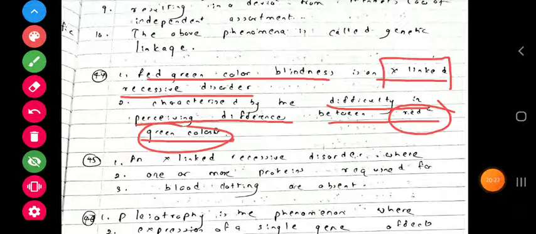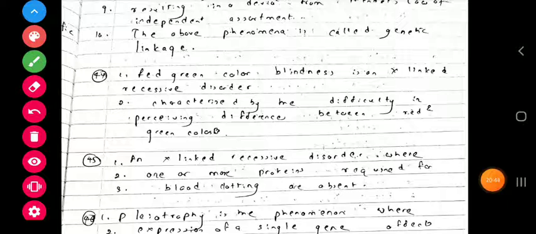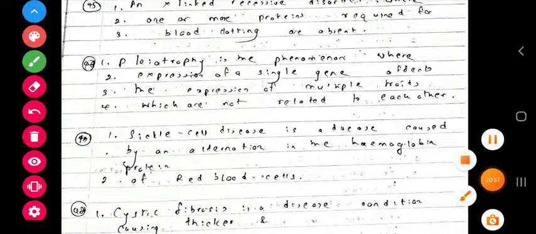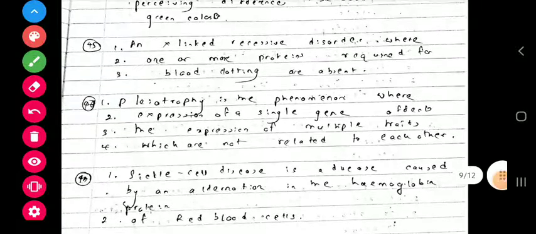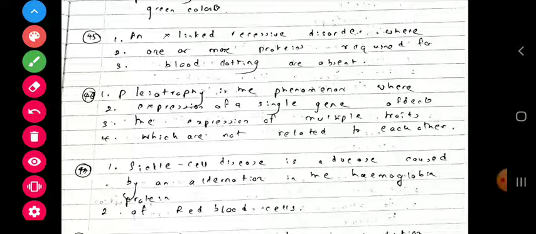So once again, red-green color blindness is an X-linked recessive disorder characterized by the difficulty in perceiving differences between red and green color. Now let's not take a long time because these definitions are very short. We discussed the difficult details of the definitions that were hard. Now we'll do it faster because we have to complete a lot of definitions. The next one is very important. There are several important definitions, so everything is important here.